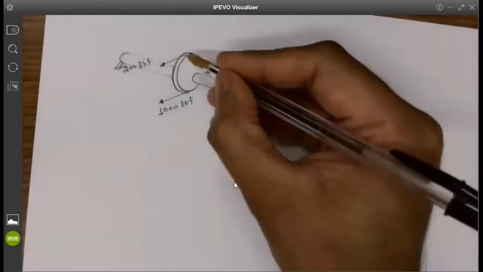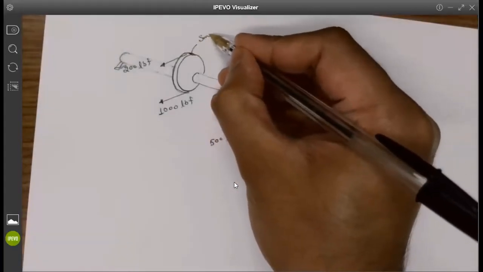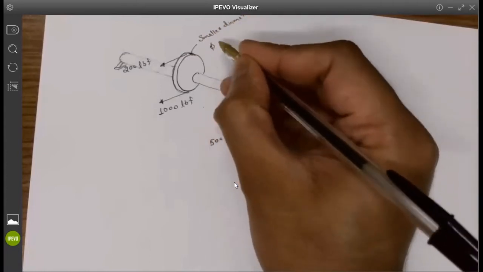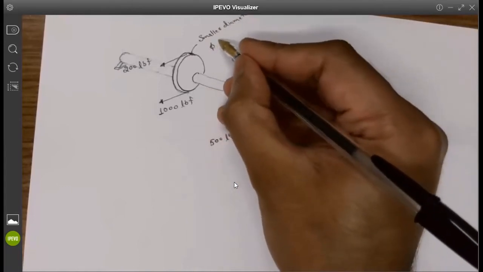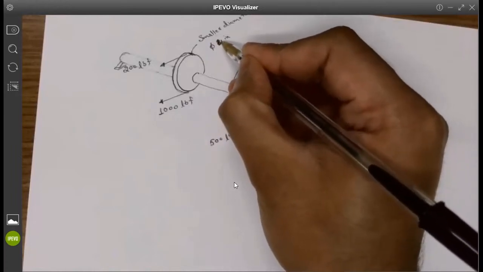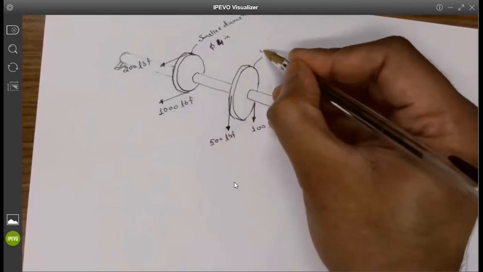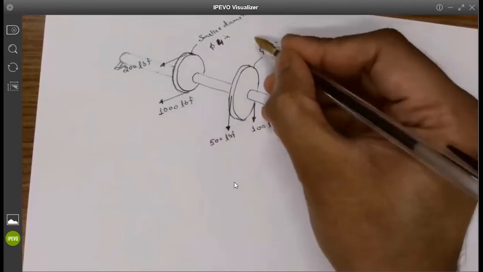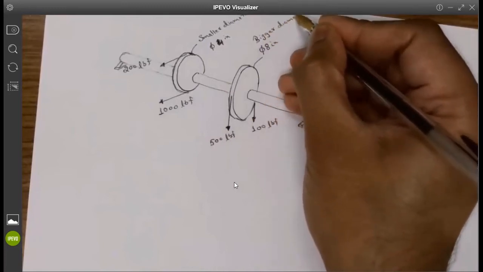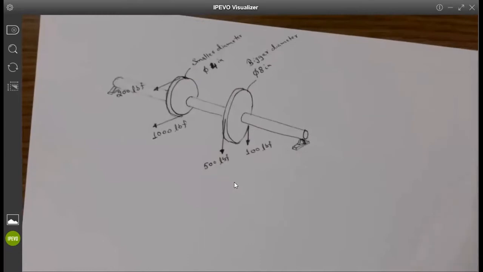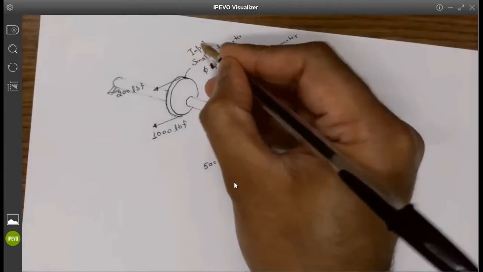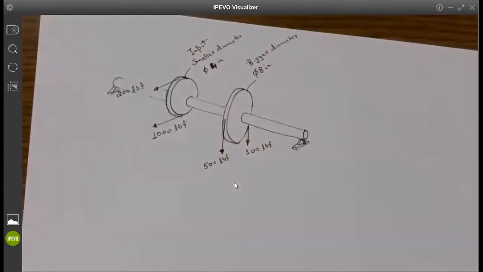So this is the smaller diameter pulley. Let's say the diameter here is 4 inches. And this is the bigger pulley, which has a diameter of 8 inches. So assuming now you know the diameter of the pulleys, what is going to be the direction of the rotation, guys? This is your input. So which direction do you think it is rotating?